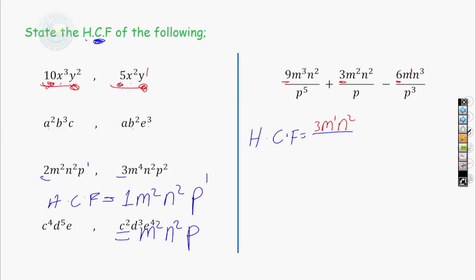We then go to our denominator. In our denominator, what do we have? We have p to the 5th, p, and p cubed. What is the contributor to our highest common factor there? Of course, the one with the lowest power. The lowest power here is p to the, that's right. So it's 3m to the 1, n squared, p. That is our highest common factor.